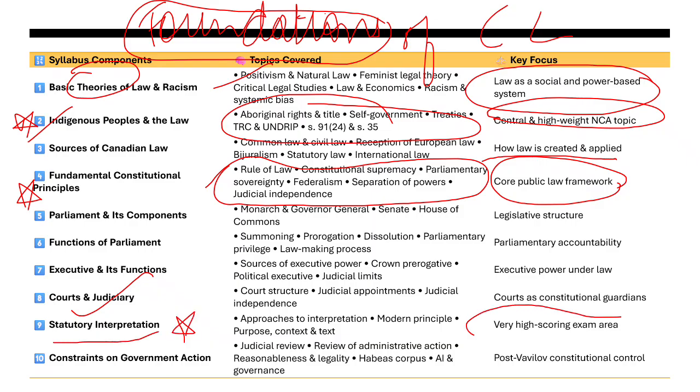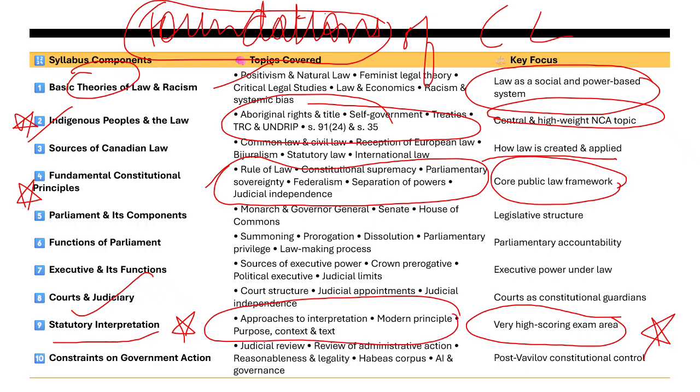Again, very high scoring exam area, as I have mentioned here. So what are the approaches to interpretation? What are the principles? Different types of interpretation. What are the rules? Modern principle, purpose, context. So you will be going through all this.